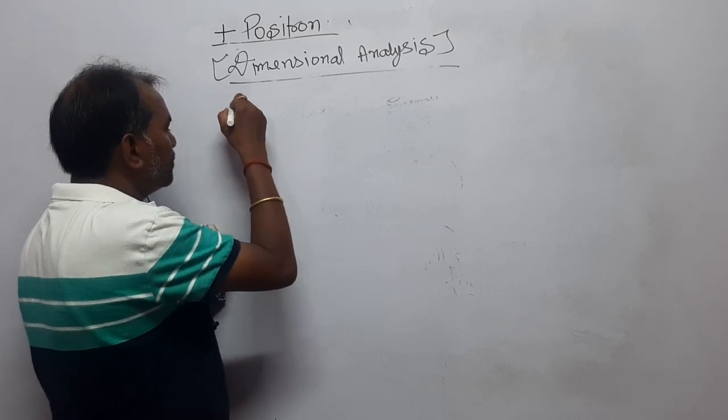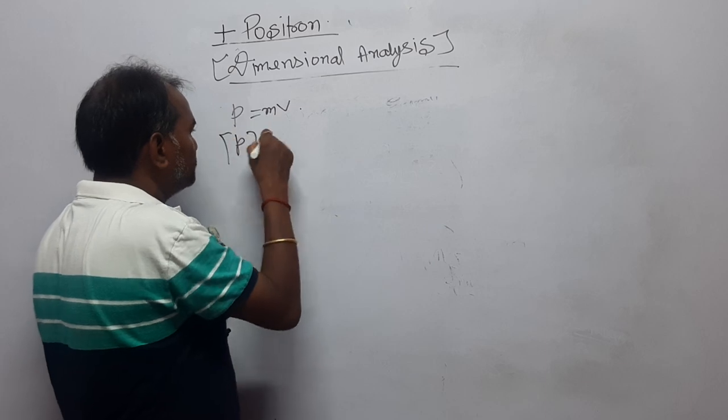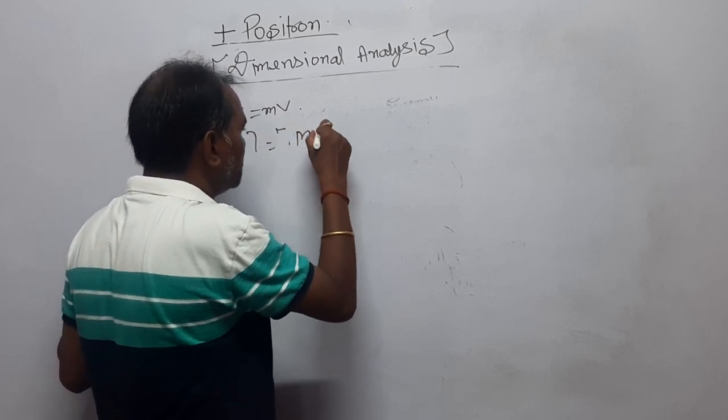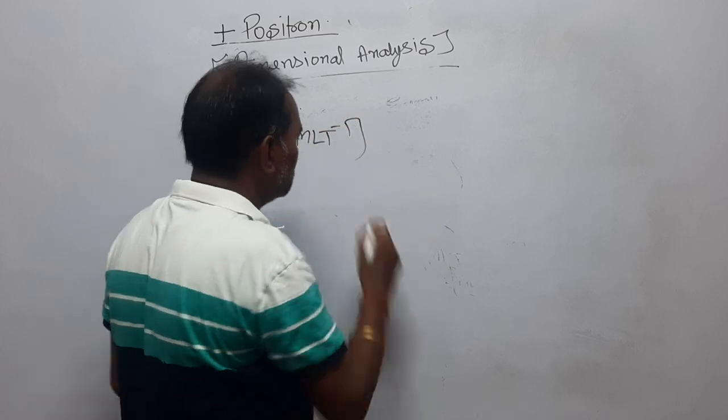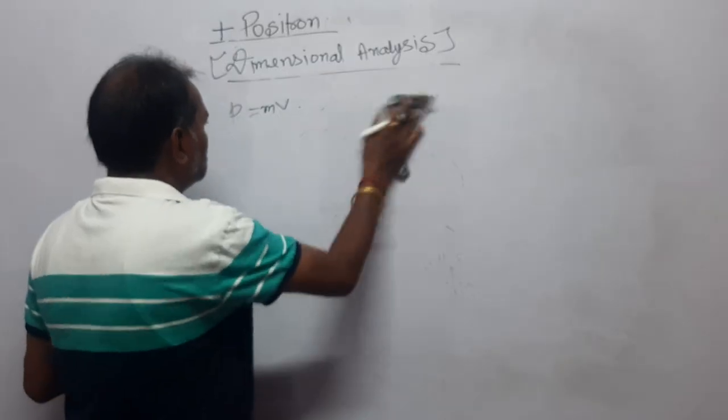But a few important dimensions we should discuss here. Next one is momentum. Momentum is what? P is equal to mv. So the dimension of P becomes: mass is M, and velocity is LT^-1. So it turns out to be MLT^-1.